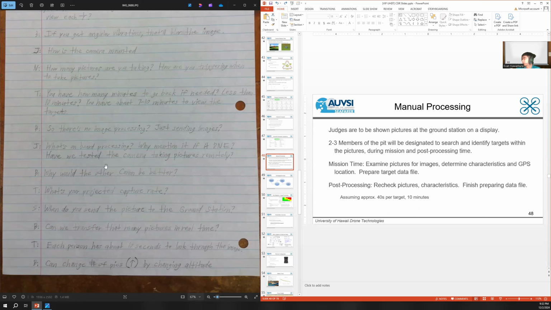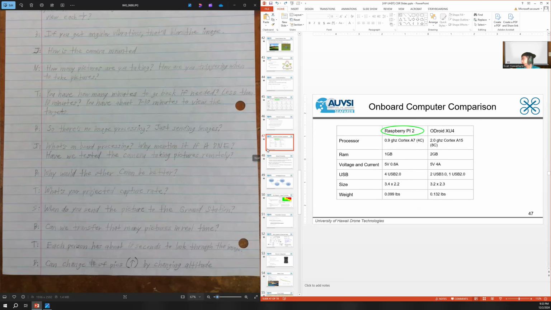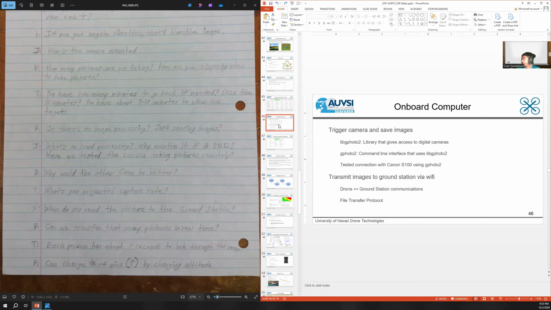Okay, then let's see. Would the other Canon camera be better? I think it's possible. I forget how we answered that question. What's your projected capture rate? I think we didn't mention it here, but at the actual competition, we took a picture every 4 seconds, if I remember correctly. And then when do you send the picture to the ground station? Yeah, that one, I don't think we mentioned that either.